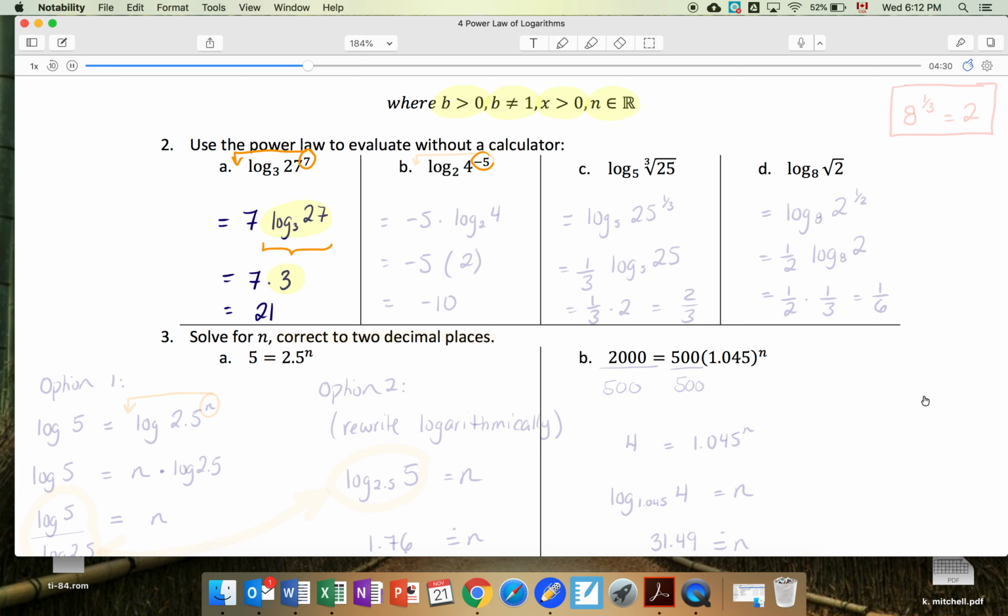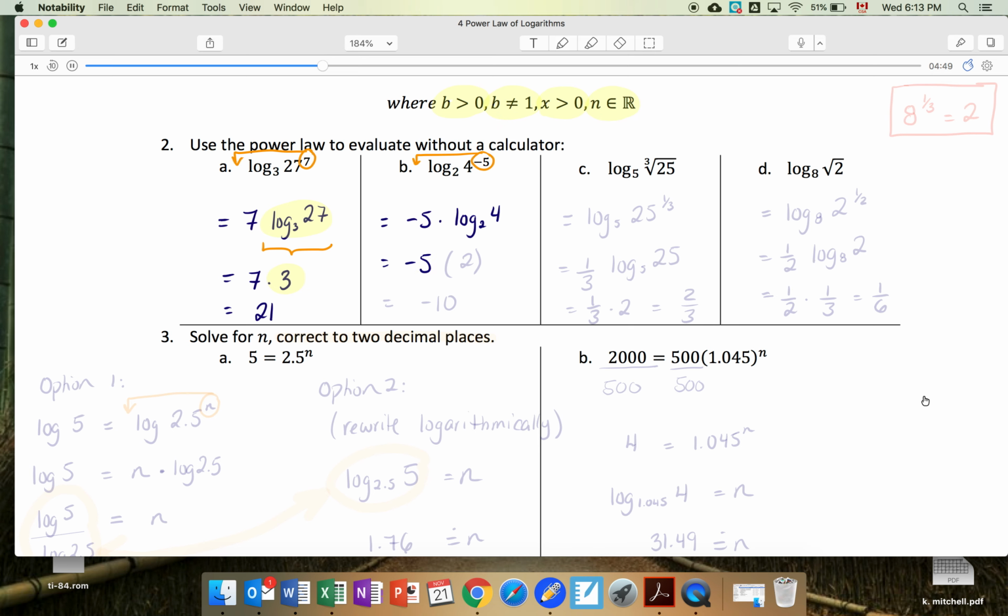Bring your negative 5 down to the front, and again, I can only move my exponent down to become a coefficient if it's part of a logarithm. I can't do that in everyday algebra, right? This is a new rule. So this becomes negative 5 times log base 2 of 4.